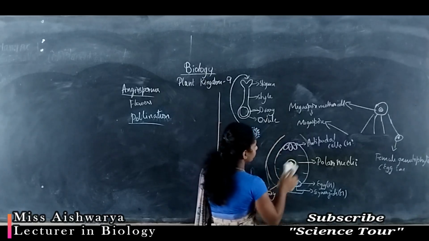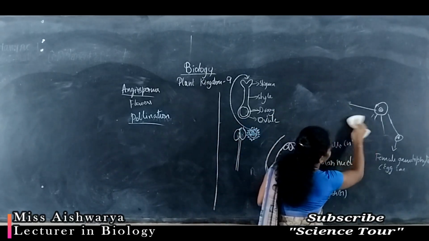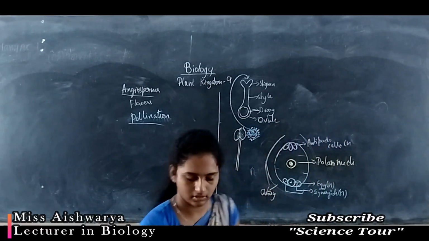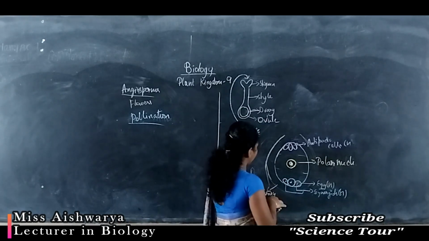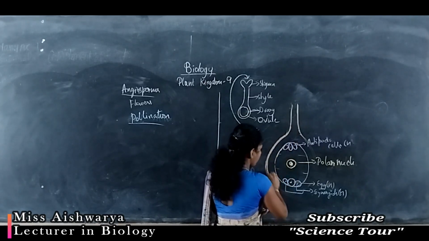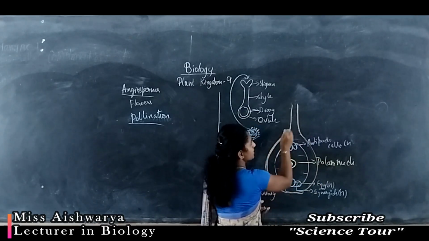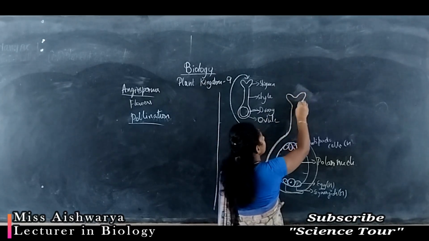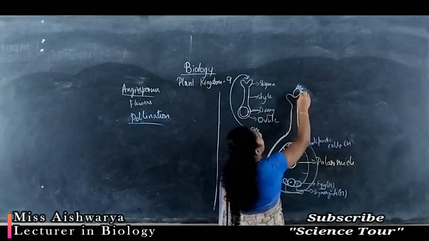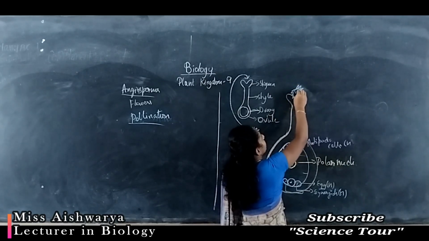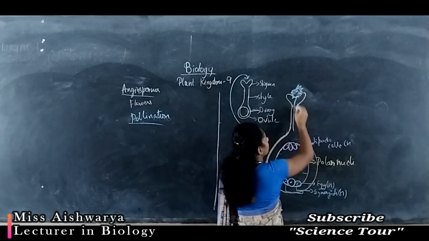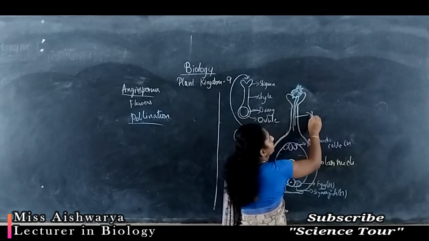Okay, what happens? I'll draw here itself. This forms a small style. This is style, right? This is ovary wall. This is style, and at the tip you can see the stigma. Here pollen grains will fall on the surface of the stigma. Okay, when it falls, it starts to produce the pollen tube.